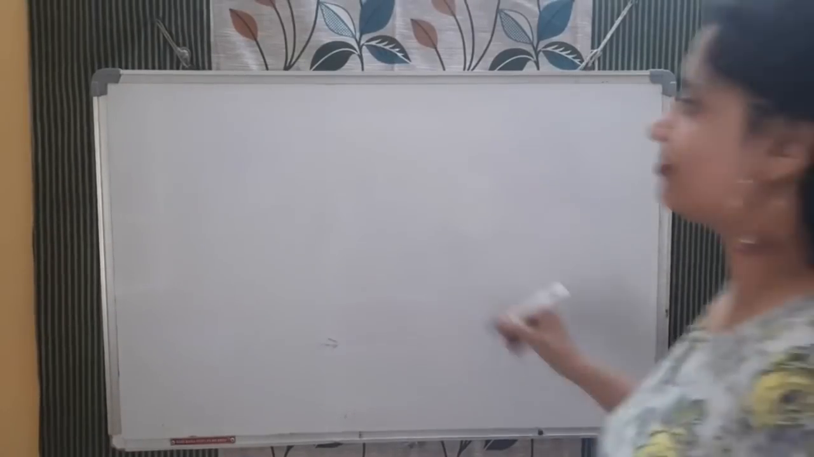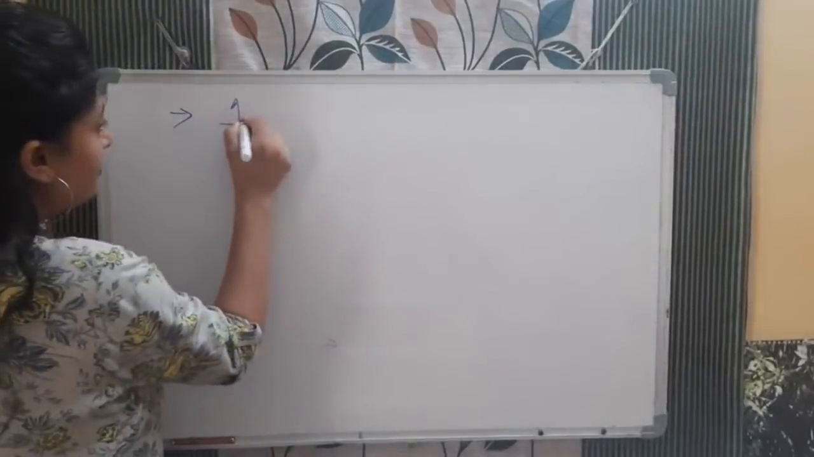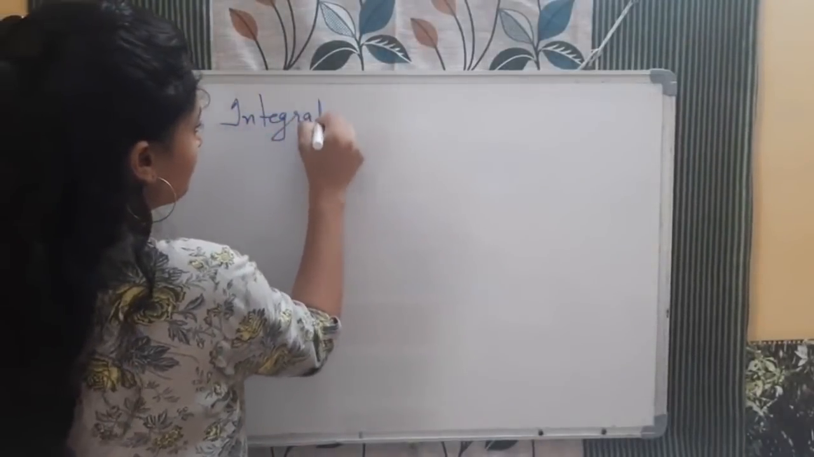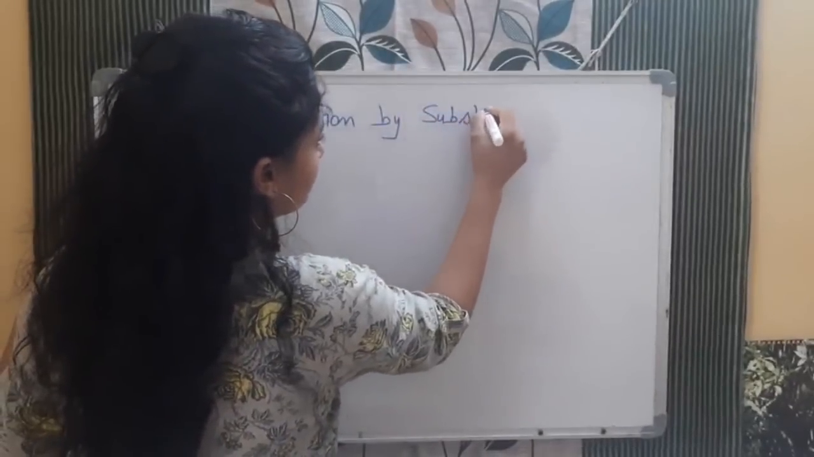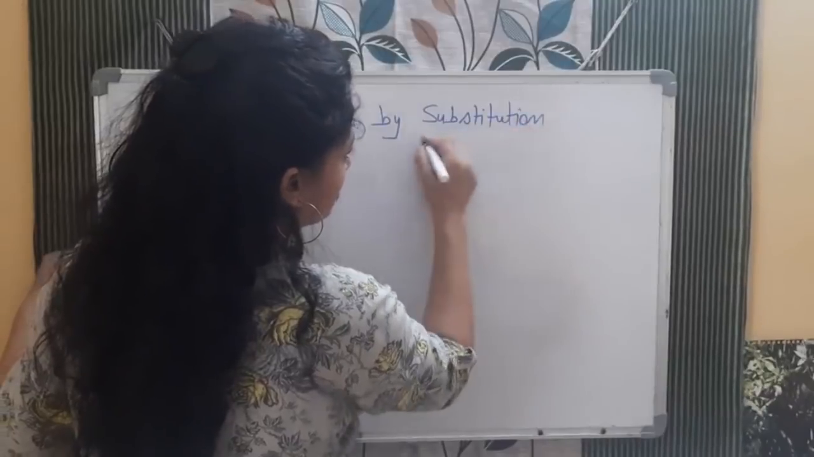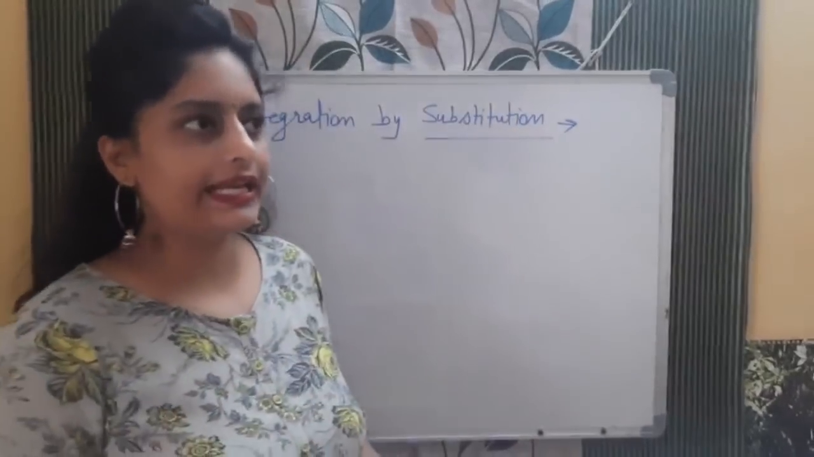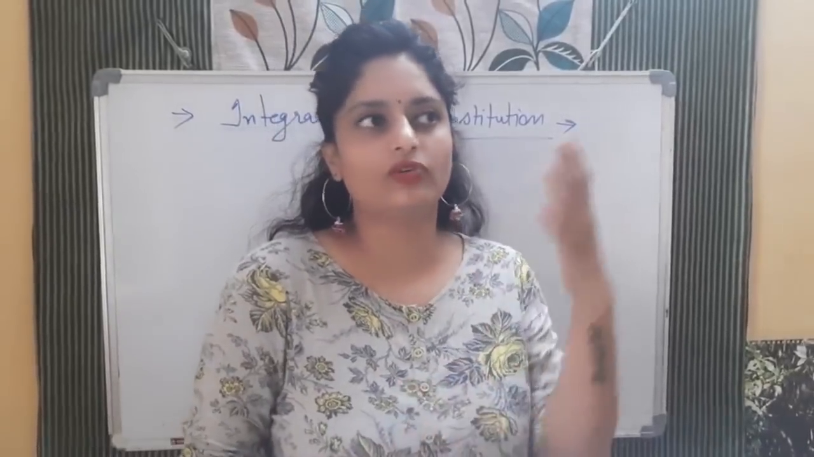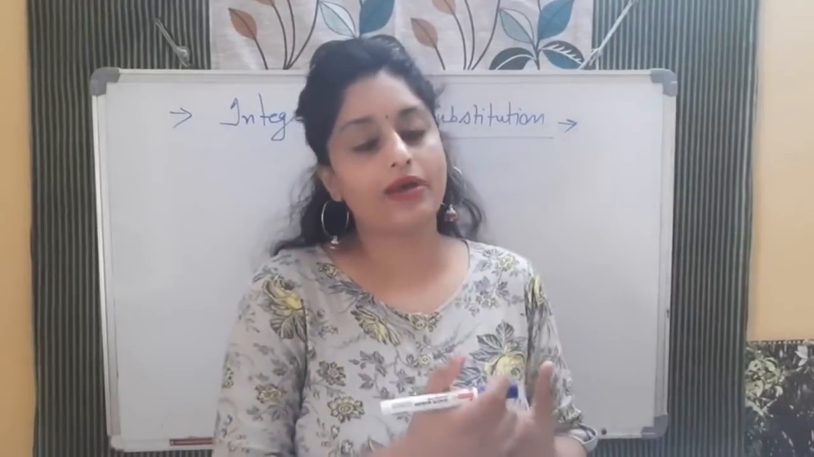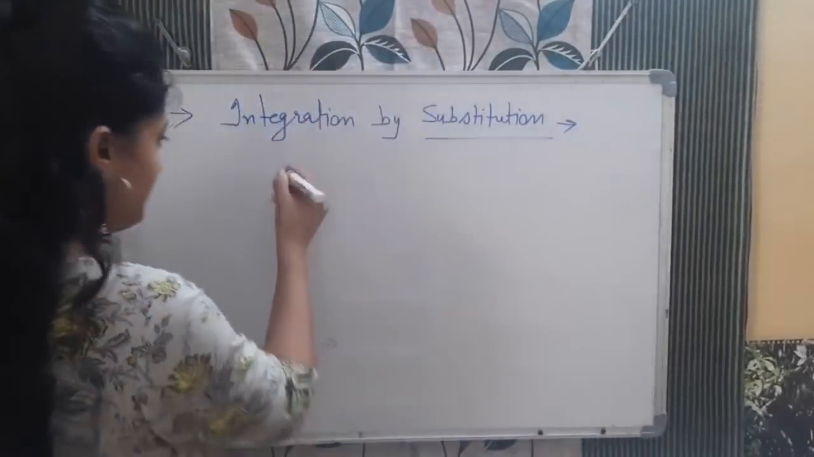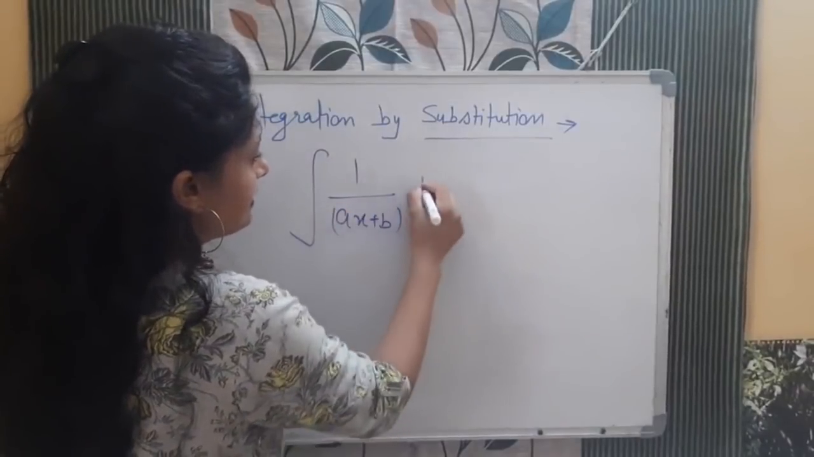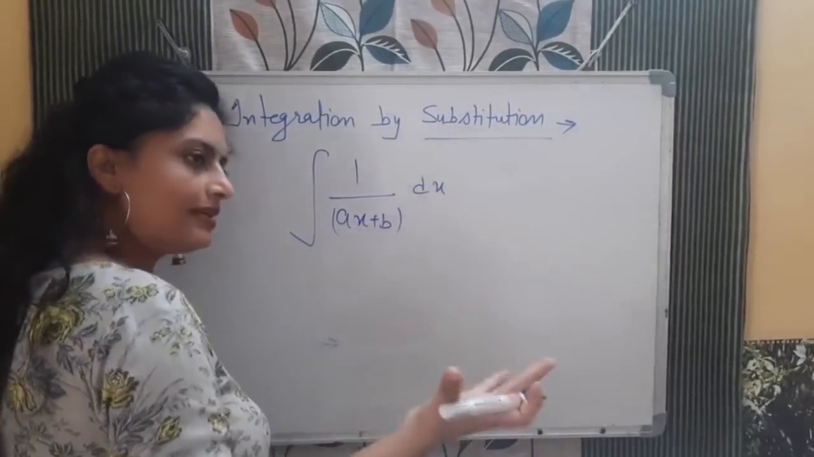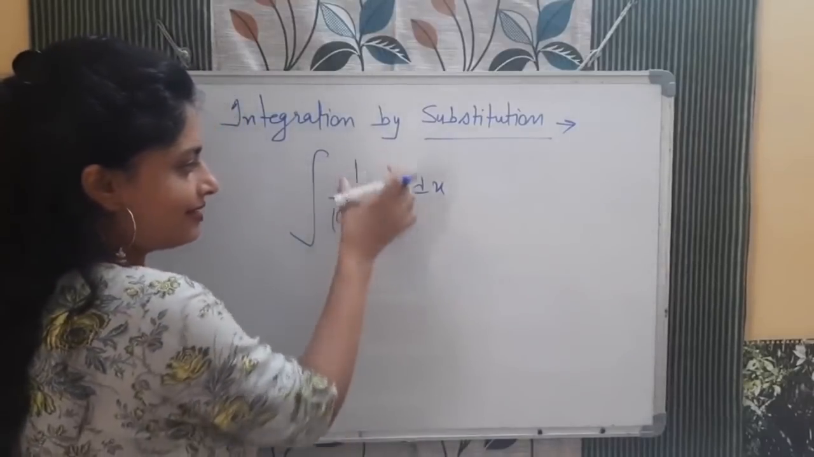Next method is integration by substitution. There is one more method, integration by substitution. What happens here, child? See, when by seeing any numerical, if we are not able to solve it directly, what we can do is reduce it or make it a standard integrand by putting some values. For example, there is one question, 1 by ax plus b dx, and I say integrate it. So one method, earlier also I told you that this is 1 divided by something.